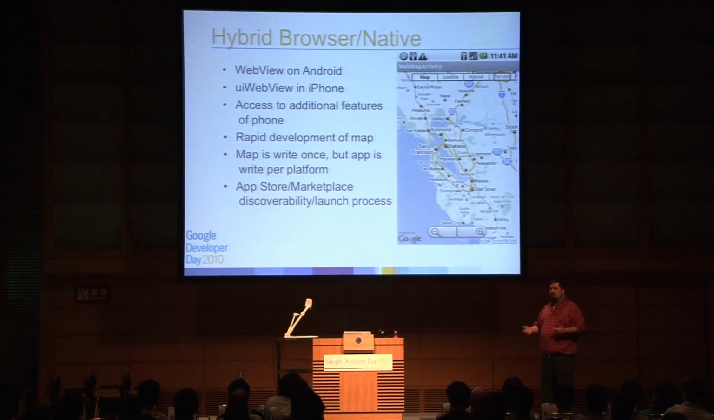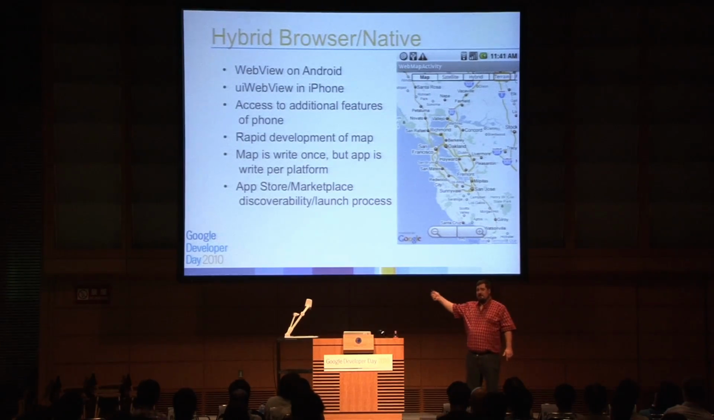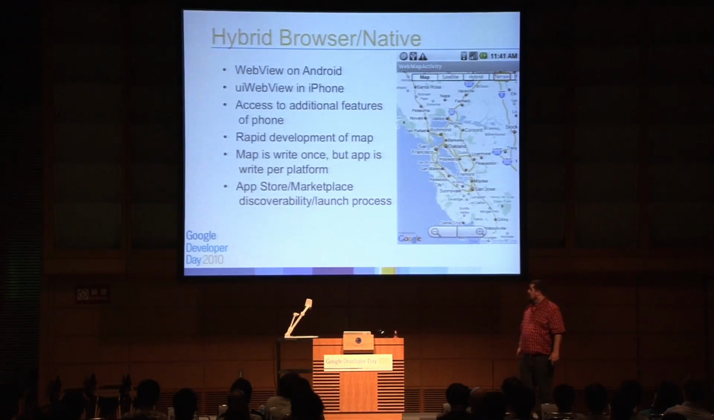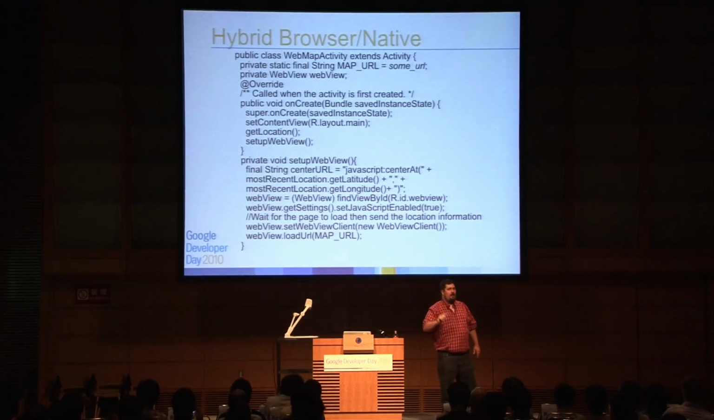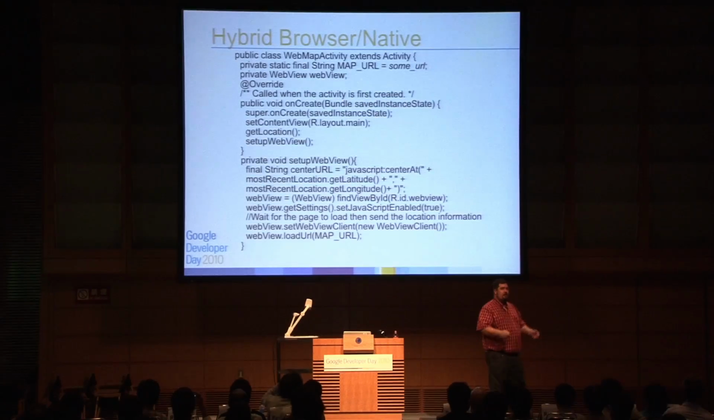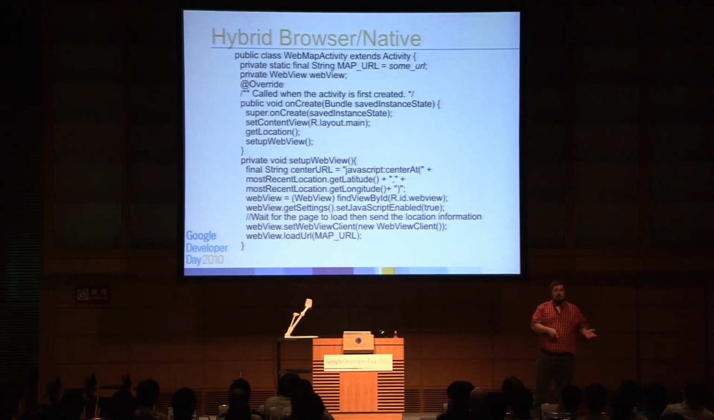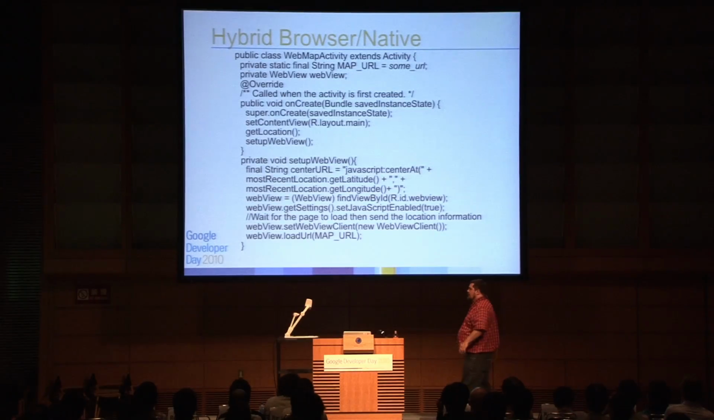Now, this is a bit more difficult than just writing a web-based application. You still have to write your Objective-C and your JavaScript for these different platforms. But at least as far as the map is concerned, you really only have to do it once. And this is an example. This is some of the basic code that you would need to get it working in Android. You basically create a web view, and then you can expose JavaScript interfaces within that web view that allow the JavaScript API to interact with native functions in your application.